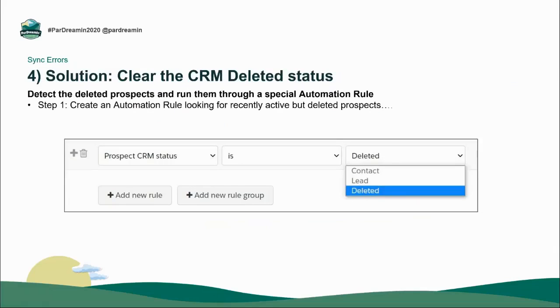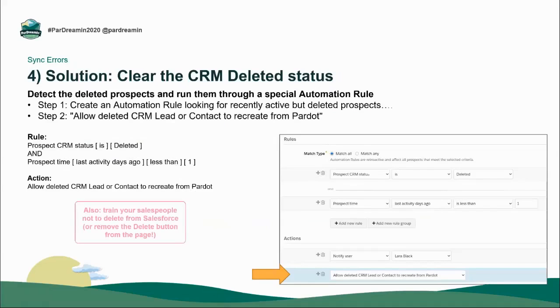The solution here is you have to run these records through a very special automation rule to clear that CRM Deleted status. So the first step is creating the automation rule and looking for the recently active but deleted prospects. The first step is to create a line item in your automation rule looking for CRM status is, and instead of picking contact or lead, you pick deleted. Now the next step, and this got a little small, but I wrote it out for you on the left side.